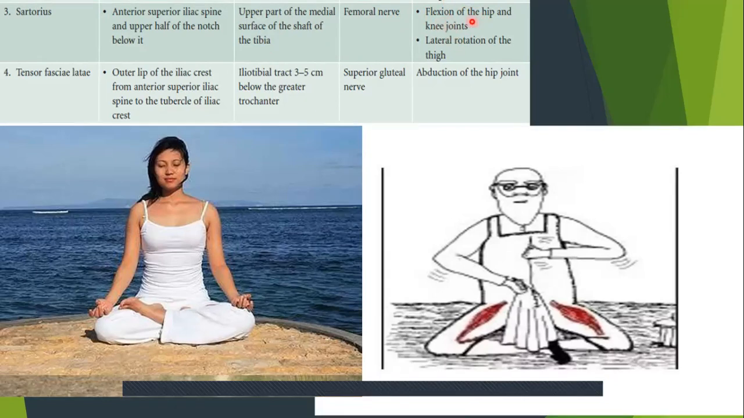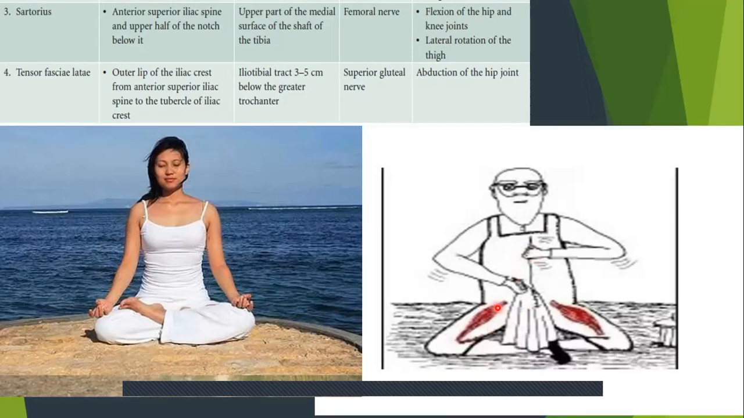So it affects both hip and knee joints and laterally rotates the hip. Now look at this tailor here. Ancient tailors used to sit like this. You can see here, the hip is flexed, the knee is also flexed, and the thigh is laterally rotated. So that is how tailors used to sit when doing their work.